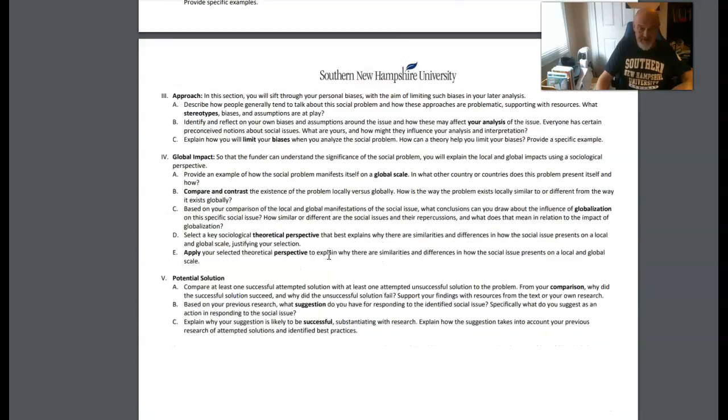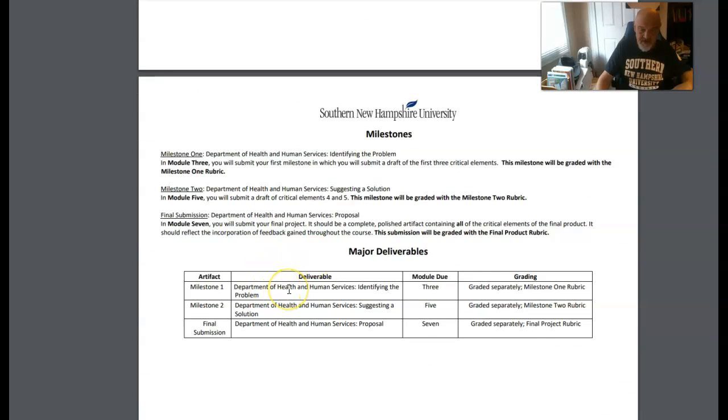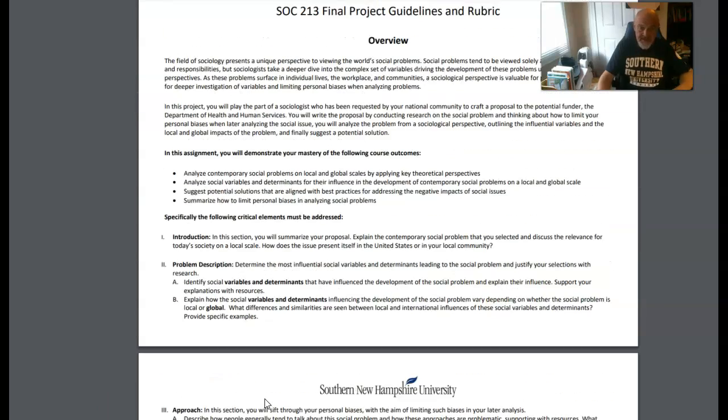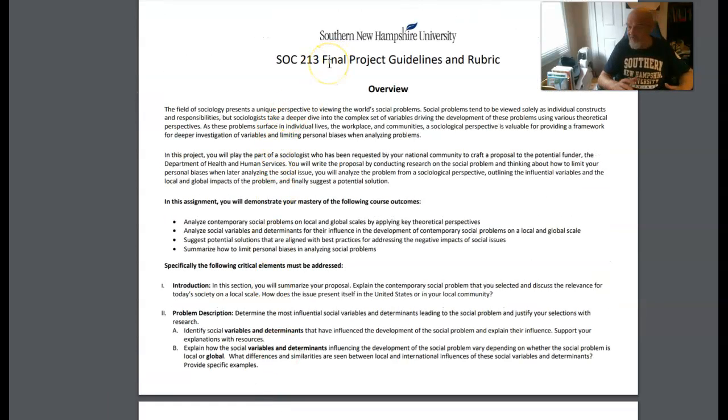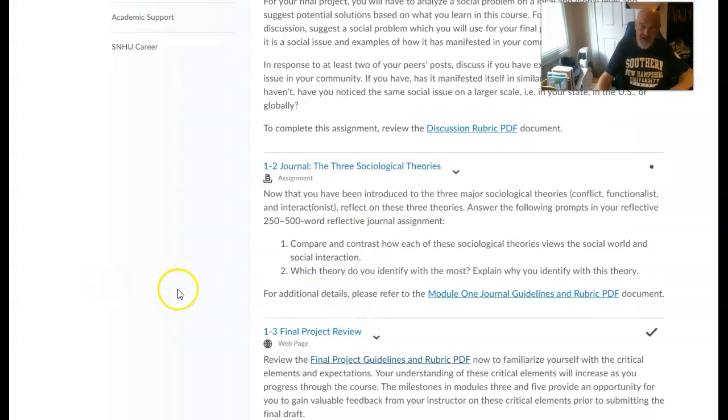I'm not going to read through this with you, but it's going to direct you to really clear thinking about organizing your final project. So basically, what we have is milestones 1 and 2. Milestone 1 is due in module 3, week 3, and milestone 2 is due module 5, week 5. These all feed into successful completion of your final project.